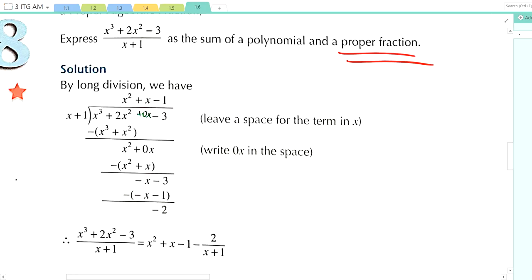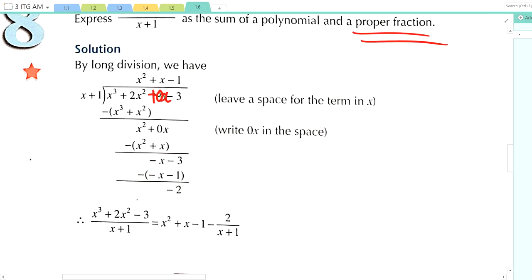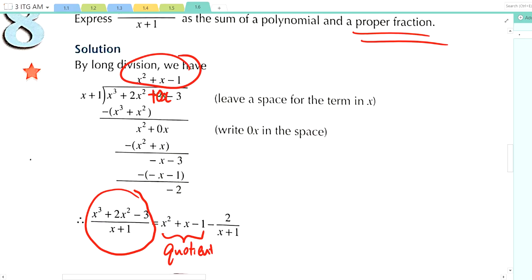Okay, x cubed plus 2x squared, then you plus a 0x by yourself, minus 3. Carry on with your long division. And we will be able to express this improper fraction as the quotient, as shown over here. This is our quotient, plus, in this case, the remainder. Now the remainder is negative 2, so we plus a negative 2, this is the remainder, divided by x minus 1, which is our divisor.